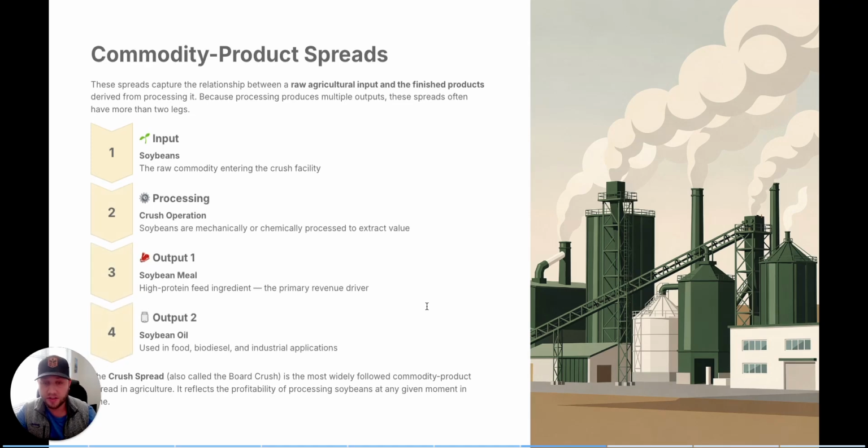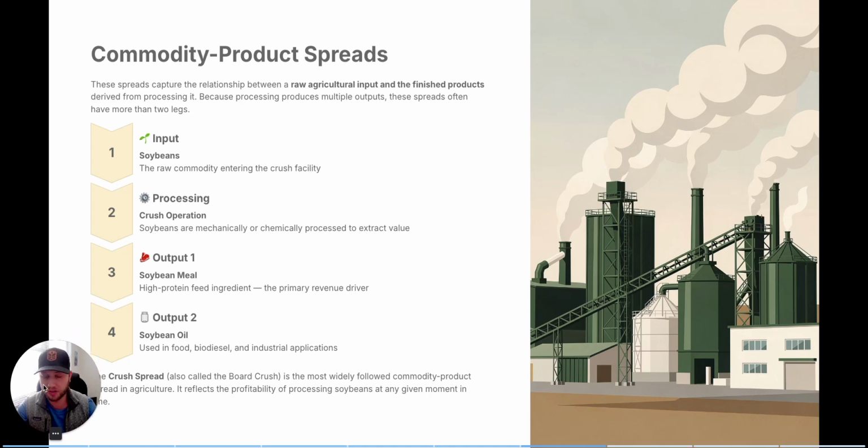So then the third one we have is our commodity product spread. As I mentioned, a lot of you are familiar with what would be called the crush spread. It's a relationship between raw inputs and the finished products derived from processing. Because the processing produces multiple outputs, these spreads will often have more than just two legs. In a crush spread, you have your input, which would be your soybeans, the raw commodity you're crushing. You then have your two outputs, which are soybean meal and soybean oil.